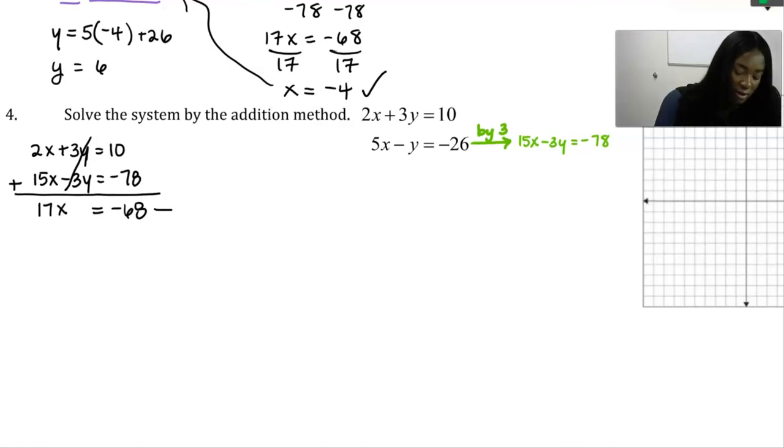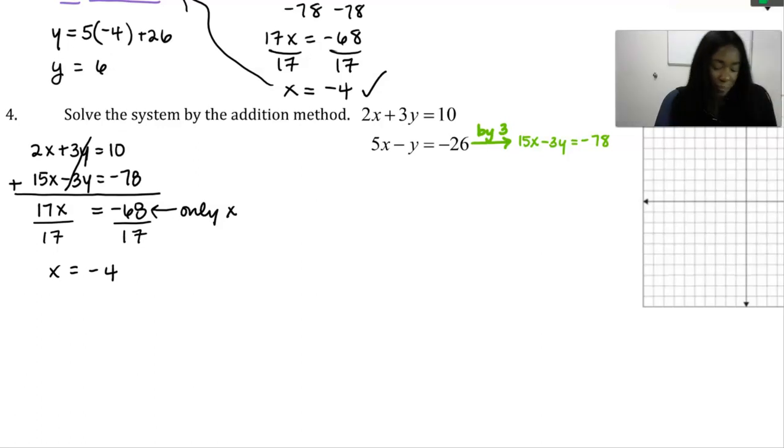Now we have an equation that is only in x. So we can solve for x by dividing both sides of this equation by 17. And we see that x is equal to negative 4.